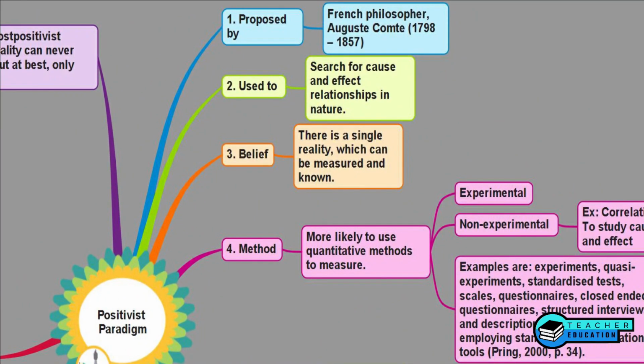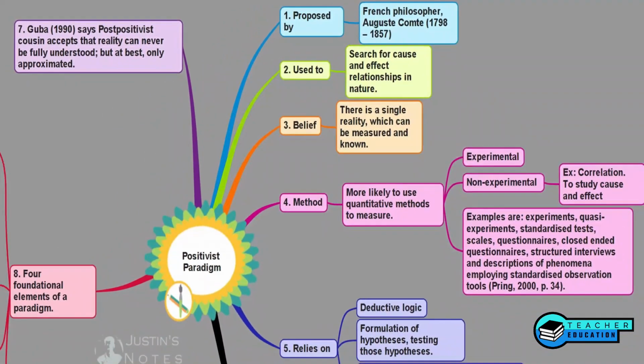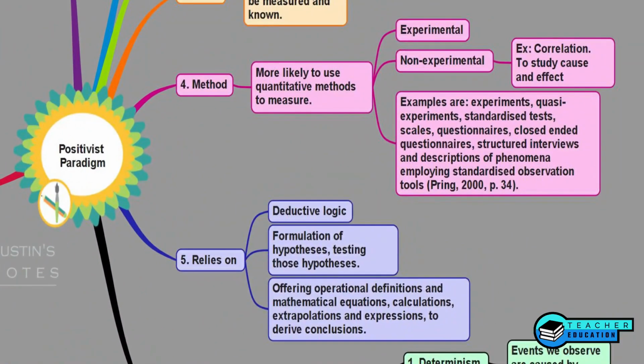The positivist paradigm, proposed by French philosopher Auguste Comte, is used to search for cause and effect relationships. It believes that there is a single reality which can be measured and known. Positivists are more likely to use quantitative methods like experimental and non-experimental. Correlation is an example which focuses on cause and effect relationship. The positivist paradigm relies on deductive logic, which is the formulation of hypotheses and testing those hypotheses, offering operational definitions and mathematical equations, calculations, extrapolations and expressions to derive conclusions.